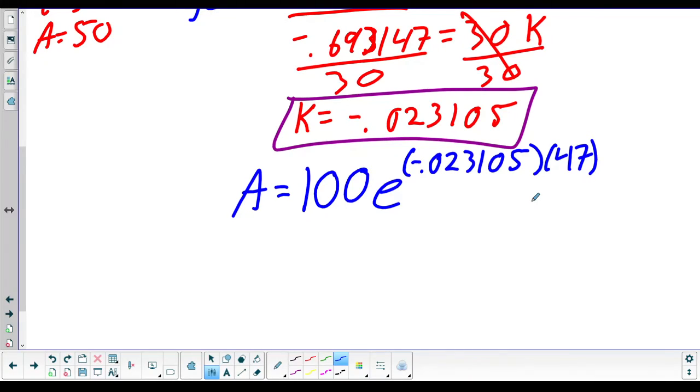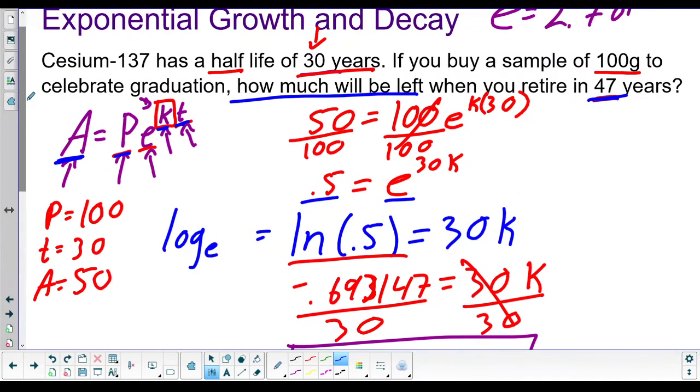So you'll type 100 times e to the power of negative 0.023105 times 47. Hit enter, and then it will spit out a number. So a equals 33.7, we'll round, 6 grams, because our units are in grams right there.